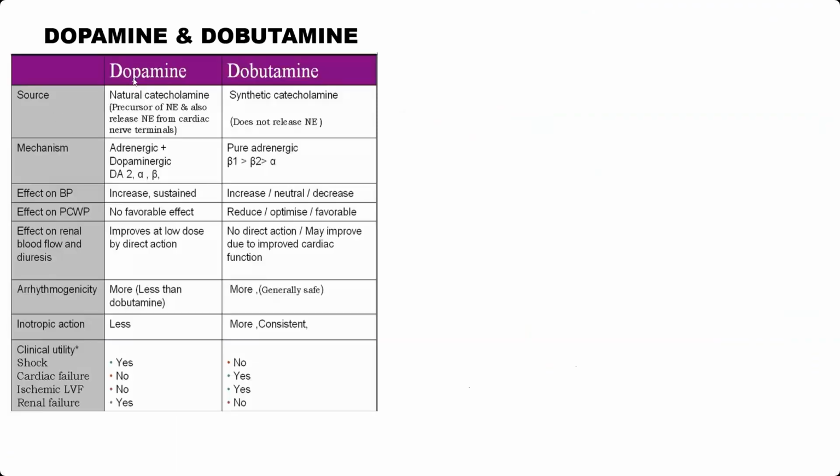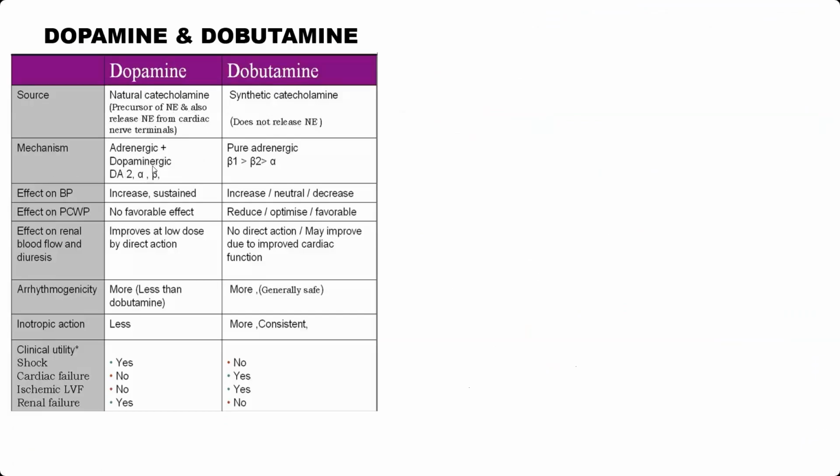Dobutamine decreases the afterload, sir. So source: dopamine is a natural catecholamine, dobutamine is synthetic, and the precursor is norepinephrine, which is taken up in cardiac terminals. Dobutamine does not release norepinephrine because it is synthetic.